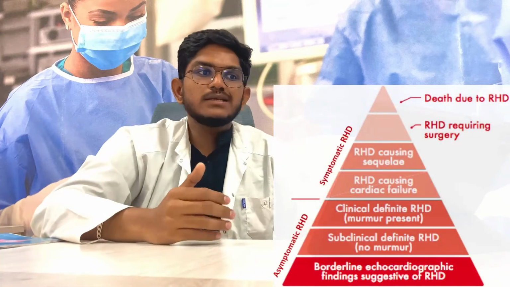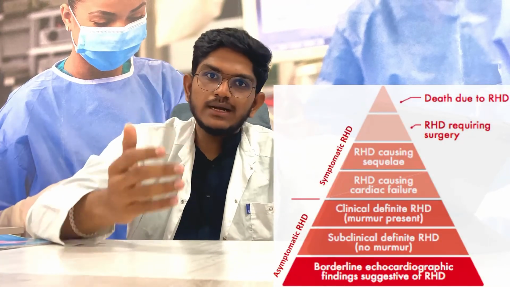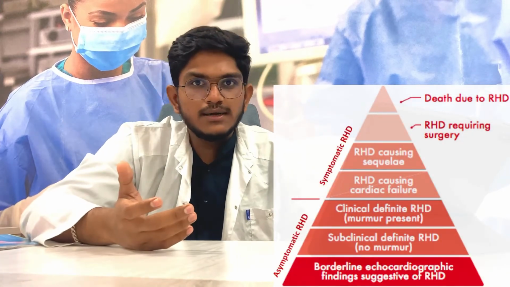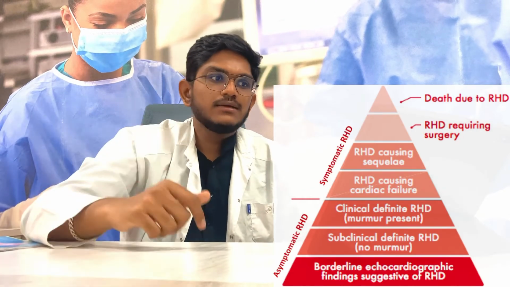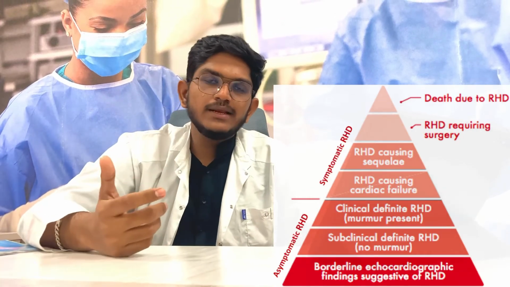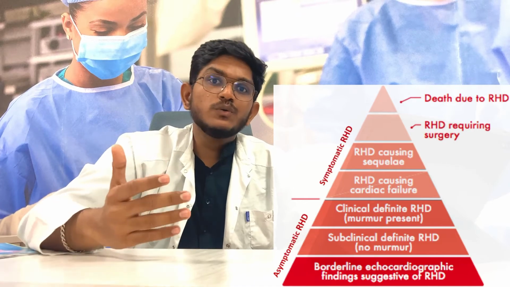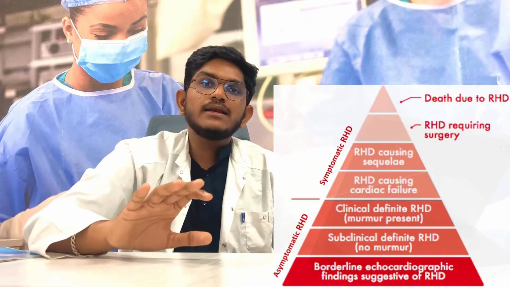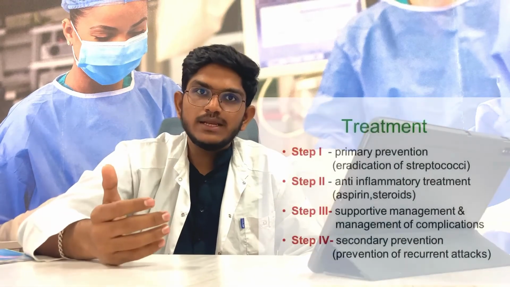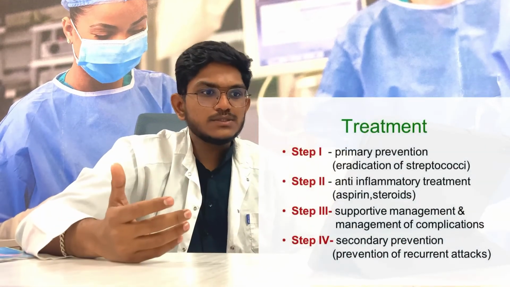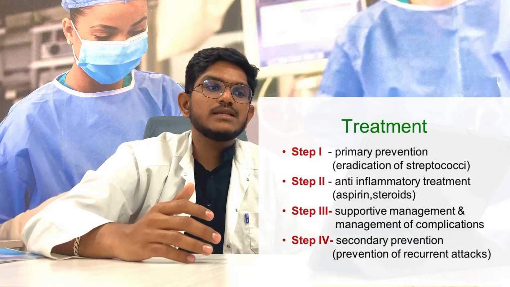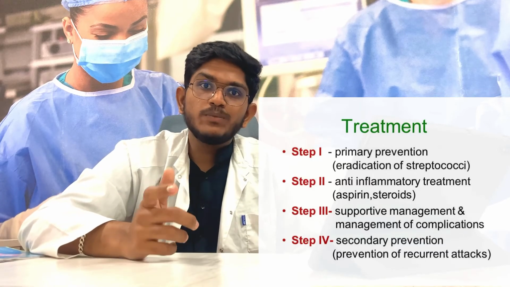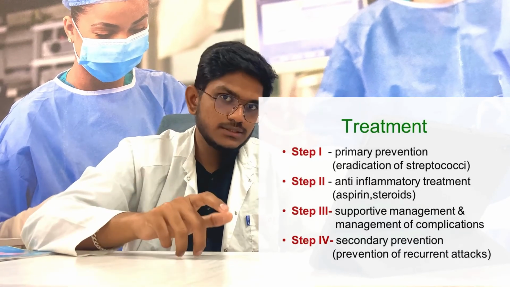Then complications can occur, like in rheumatic heart disease, mitral valve damage and heart failure. For the treatment, mainly antibiotics are used to clear up the strep infection. Then anti-inflammatory medications like aspirin and steroids are used for carditis. Then long-term penicillin prophylaxis is used to prevent recurrence of group A strep infections.